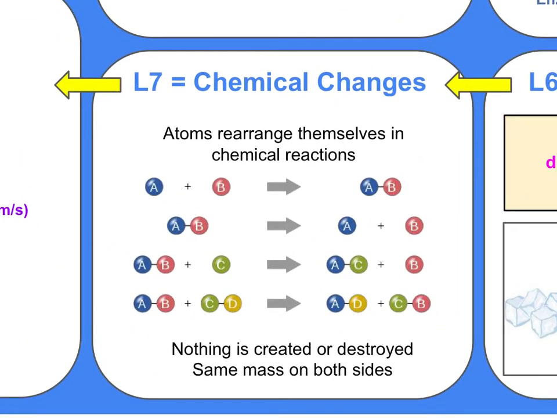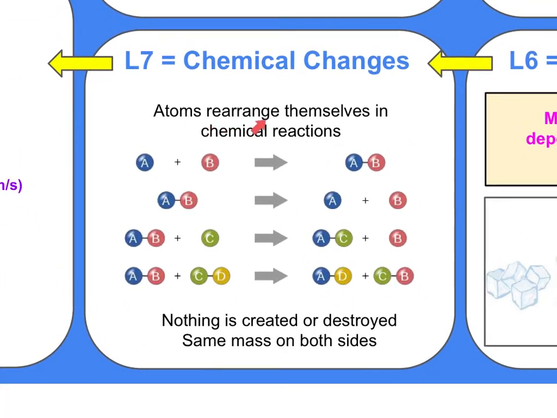Chemical changes are not reversible though. Atoms rearrange themselves in chemical reactions. They just rearrange themselves. So you've got A plus B gives us AB. So they're joined together there. Or they could break apart. AB gives us A plus B.